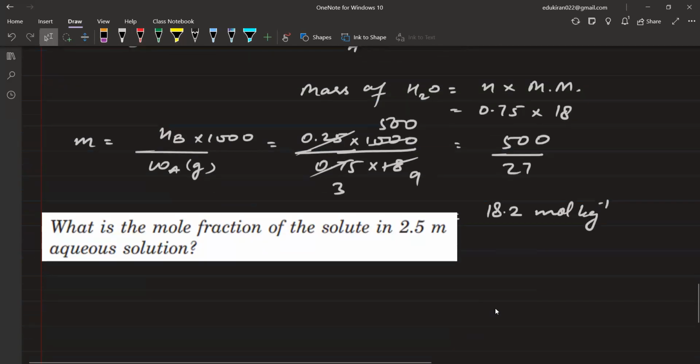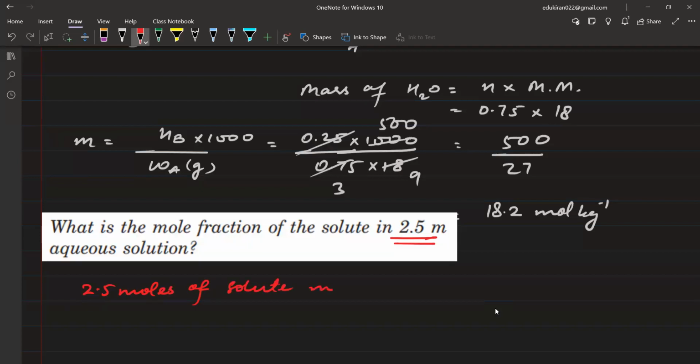Okay. So in this case, you will take this statement of 2.5 molal and I can write 2.5 moles of solute in 1 kg of water or 1000 grams of water, right? So what did you get?